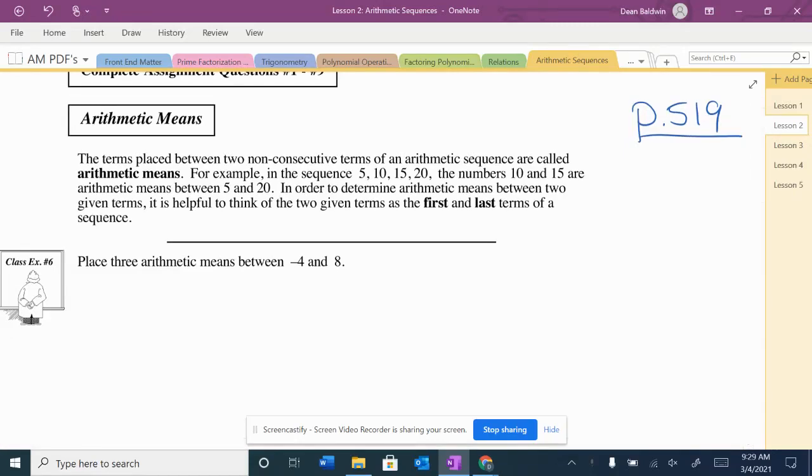Arithmetic means. All an arithmetic mean is, is a really fancy way of saying numbers between terms. So if they say place 3 arithmetic means between -4 and 8, what they're saying is you have -4, you have 8. They want 3 numbers between there. So we just go, okay, 1, 2, 3.